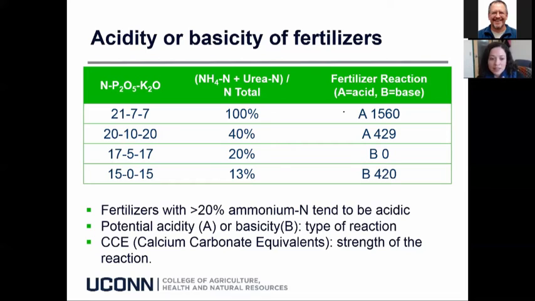If you have something like 17-5-17, which has 20% of the total nitrogen in the form of ammonium and urea, you can see that the reaction is neutral. So the rule of thumb is that if you have fertilizers that have more than 20% of nitrogen in the form of ammonium and urea, they tend to have an acid reaction. So keep that in mind as you're reading your labels.